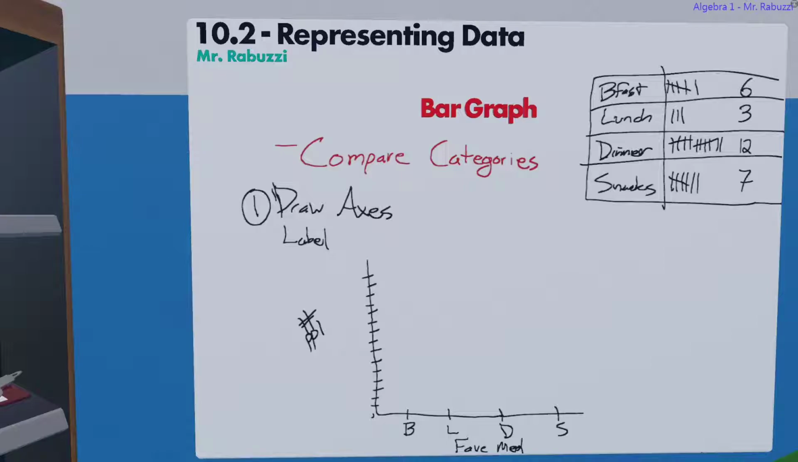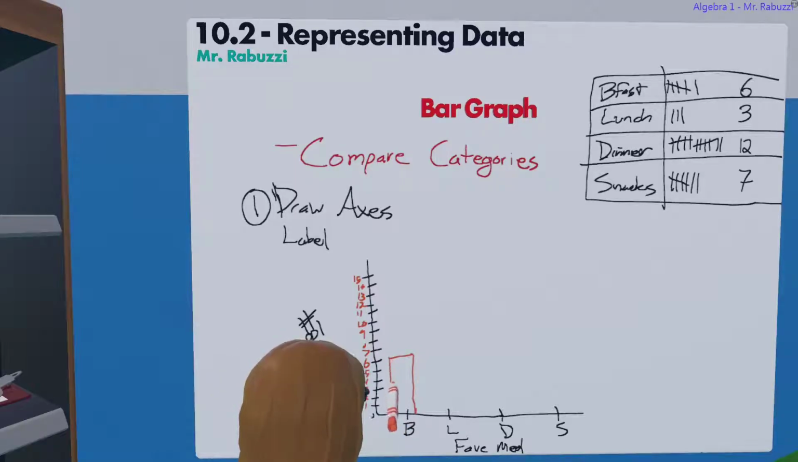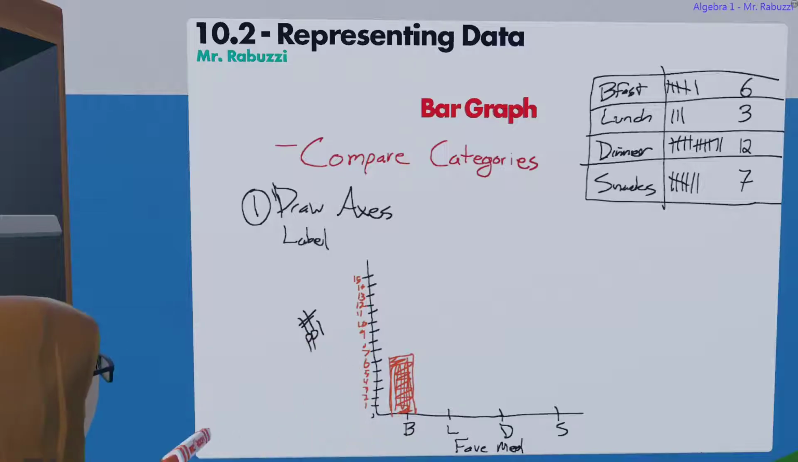So I'm going to say breakfast is orange, sunrise, and breakfast goes up to 6. So we count 1, 2, 3, 4, 5, 6. And we make a bar and we color it in. So that's breakfast. That's how many people like breakfast. You can do it all in the same color, but I'm going to make mine different colors.